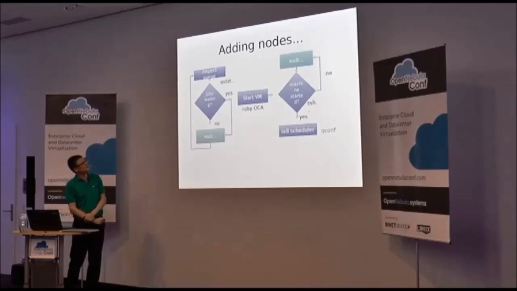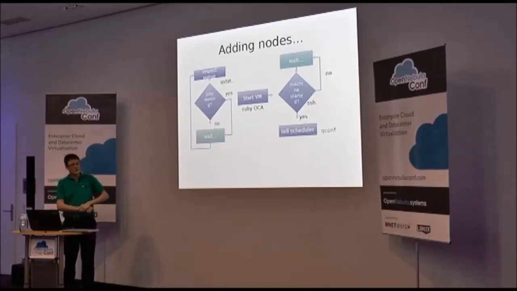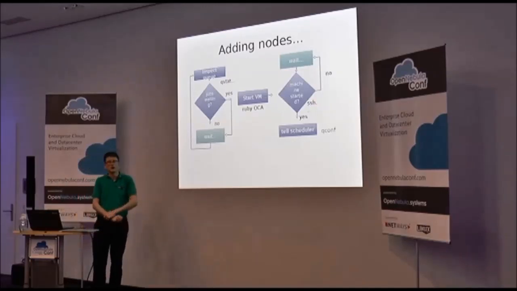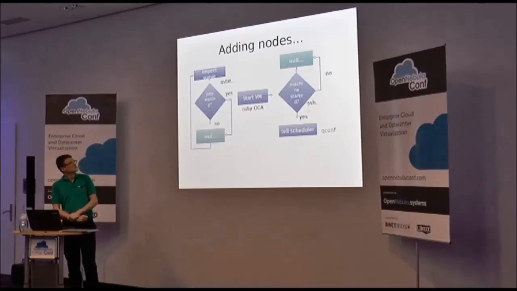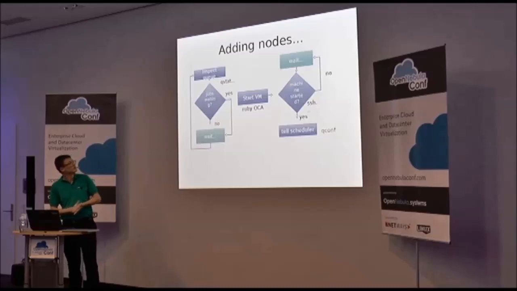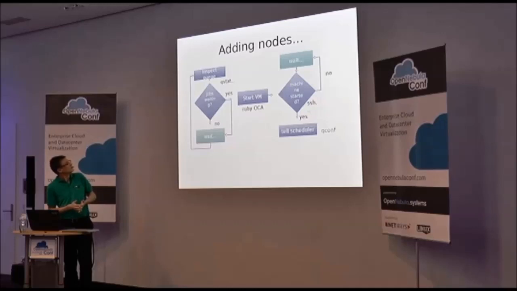It's actually a really small, really simple workflow. I inspect the queue occasionally. If there are many jobs waiting, I use the Ruby OCA to start a new virtual machine. I occasionally poll whether it's actually booted because it goes through the boot process. It starts a couple of daemons. Once it's completely booted, it tells the scheduler that the machine has booted, and it adds the node to the nodes that can run jobs. If it hasn't booted yet, it just waits.